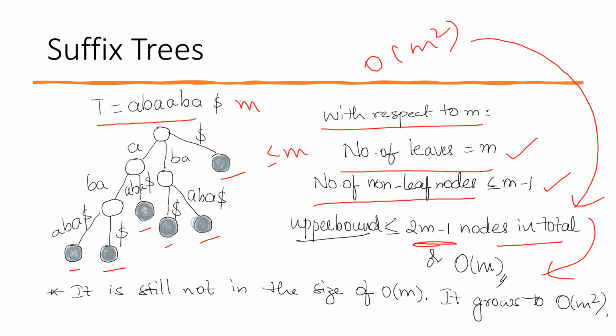But still the size is not O of m. These are the roots, these are the nodes, these are the leaves. These nodes and leaves can be reduced to O of m, but the size is still O of m square. It keeps growing quadratically. So the space complexity is not reduced here, only the tree size is reduced.